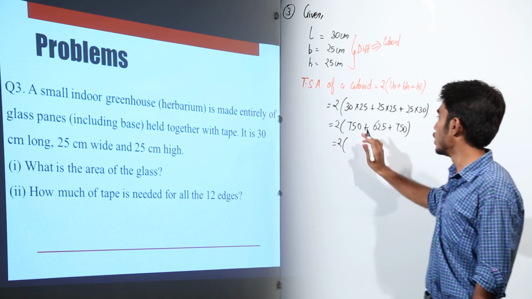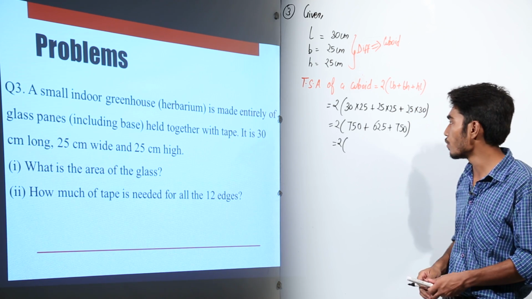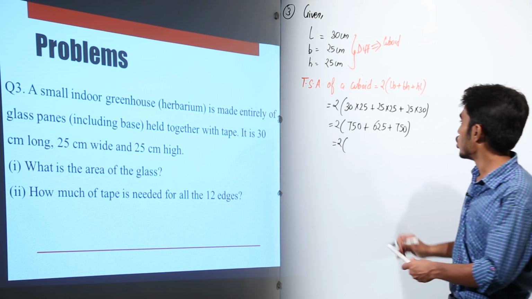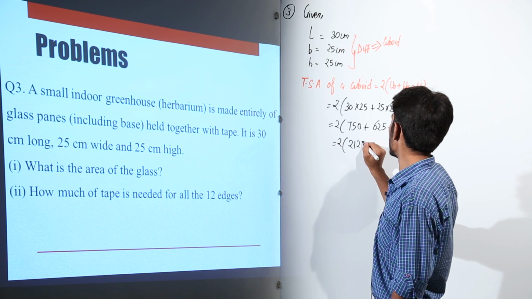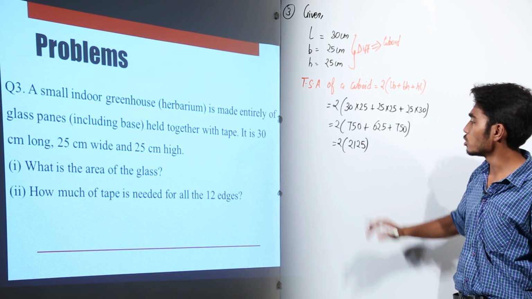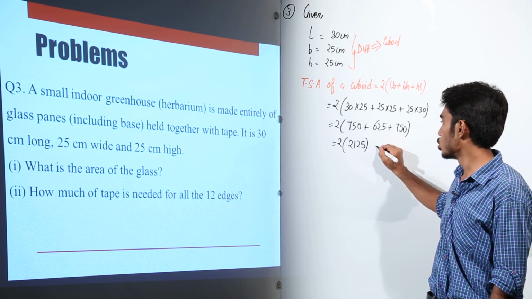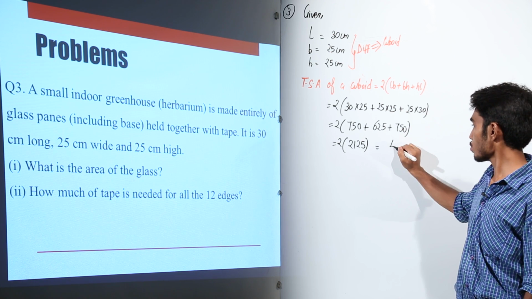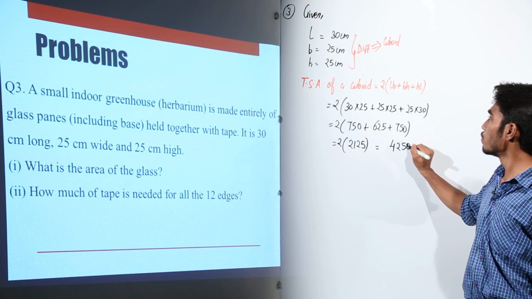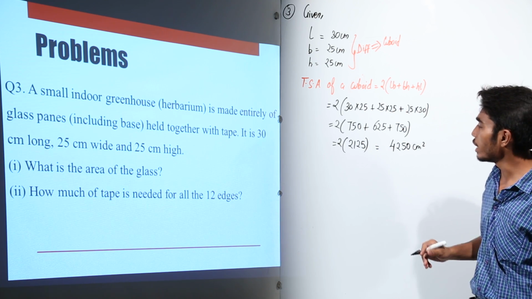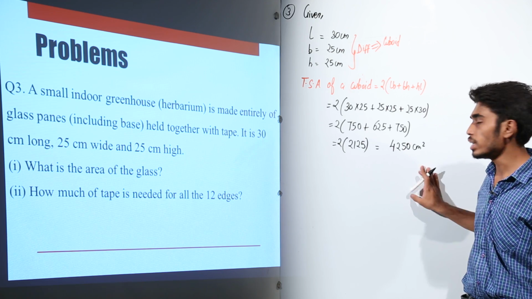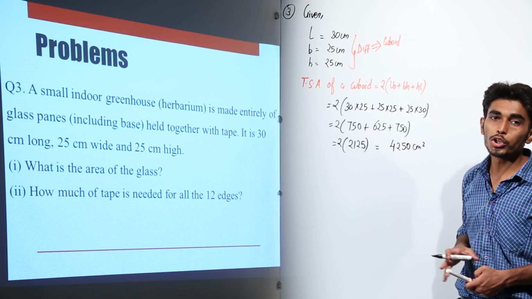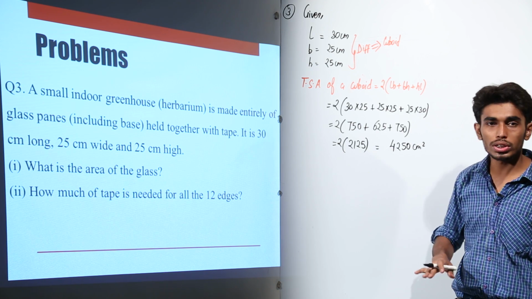Now 750 plus 750 is 1500. 1500 plus 625 is nothing but 2125. Now what is the twice of 2125? This will be equal to 4250 centimeter square. 4250 centimeter square is the total surface area of the greenhouse, or the cuboid. So this is our first question, which is done.